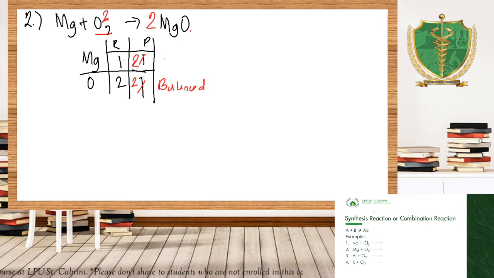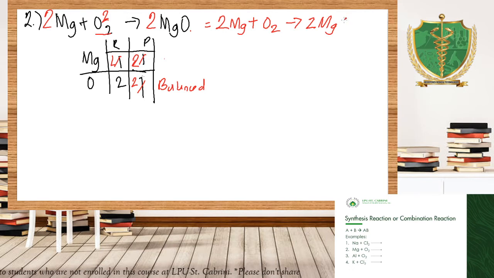So, anong gagawin natin? Like what we did in this, we put here 2 as coefficient. Sir, bakit 2? Kasi 2 yung product mo. Para mabalance, mag-add ka ng 2. So, 2 times 1, this will become 2. Is this our balanced equation? Yes. So, therefore, our balanced equation is 2 magnesium plus oxygen will give you 2 moles of magnesium oxide.